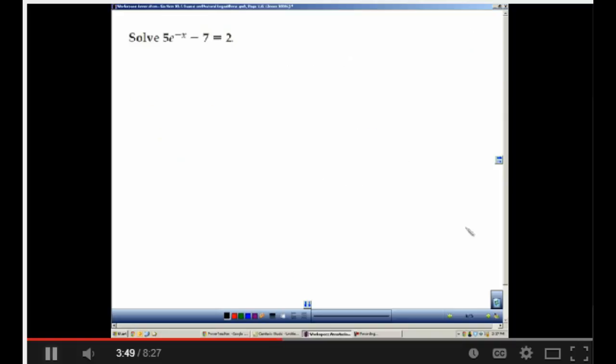So here's a problem in which we will use the idea of natural base and natural log to simplify this expression. I want to solve for the x, so I'm going to start by adding the 7 to both sides. So 5e to the negative x equals 9.